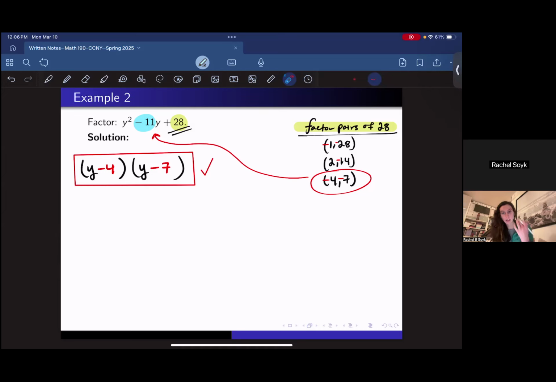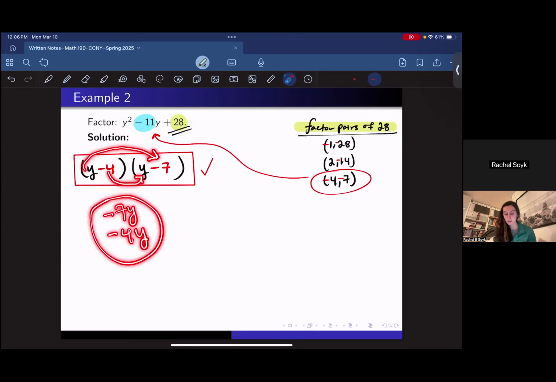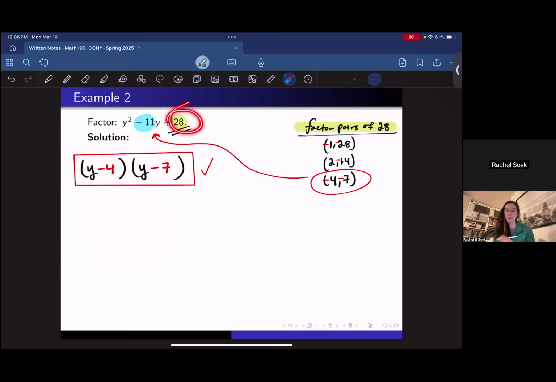We can check once again. This time we'll check in our head. y times y gives you y squared. y times negative 7 gives you negative 7y. Negative 4 times y gives you a negative 4y. These are like terms. These sum to negative 11y. Looking good. And then our last, negative 4 times negative 7, positive 28. It works.